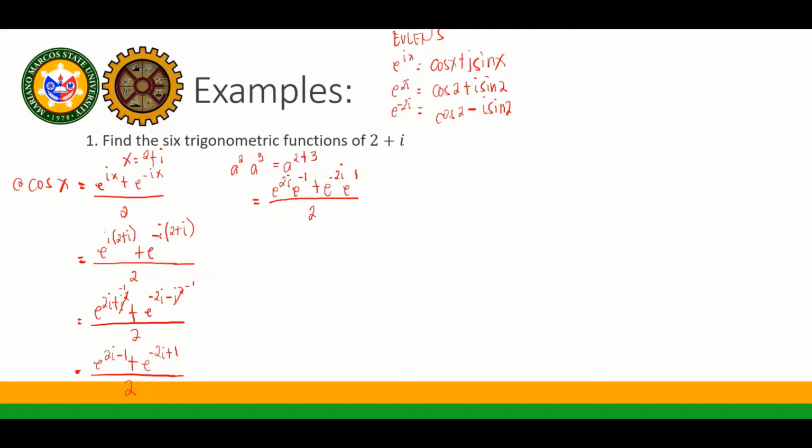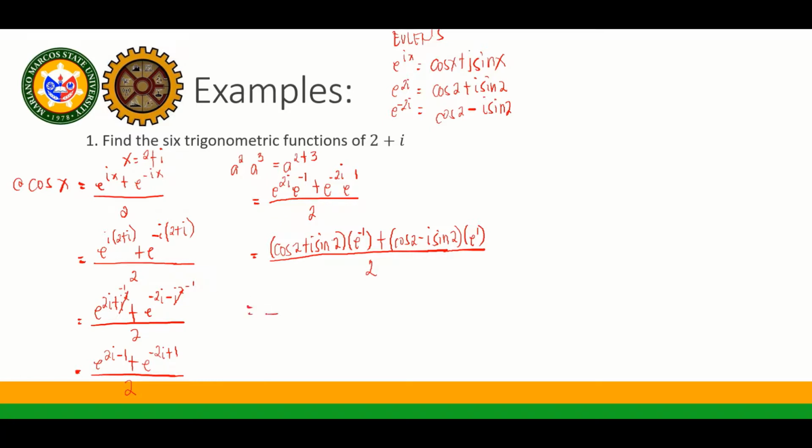And then we can replace this one with this, and this one with that one. So it's a bit long. This will be equal to e raised to 2i is cosine 2 plus i sine 2 multiplied by e raised to negative 1, and then plus cosine 2 minus i sine 2 multiplied by e raised to 1, and then all over 2.